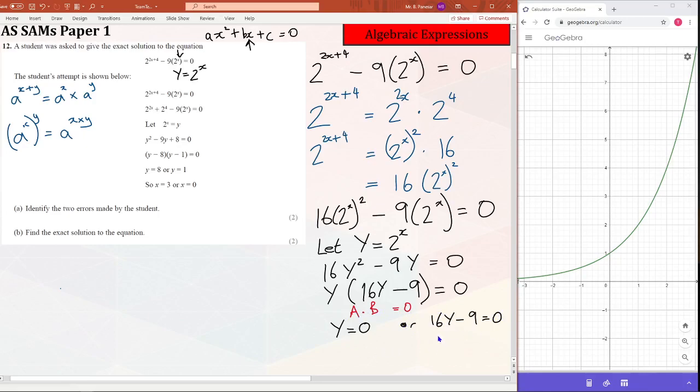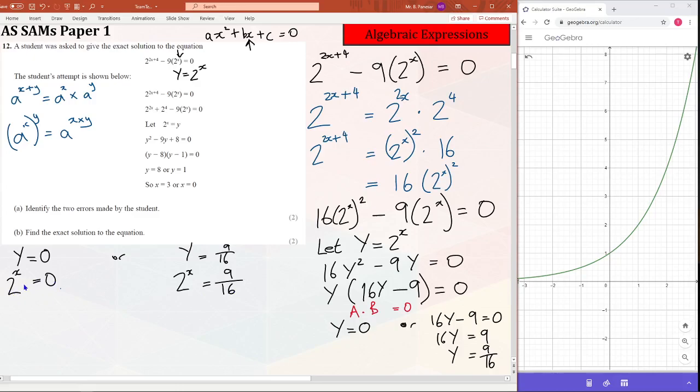So from this step, I can say that 16y is equal to 9, and therefore y is equal to 9 over 16. But as I'm sure you will appreciate, I did make capital Y equal 2 to the power of x. So let me come to this side here: y equals 0 or y equals 9 over 16. So let y become 2 to the power of x, which is equal to 0, or 2 to the power of x is equal to 9 over 16.